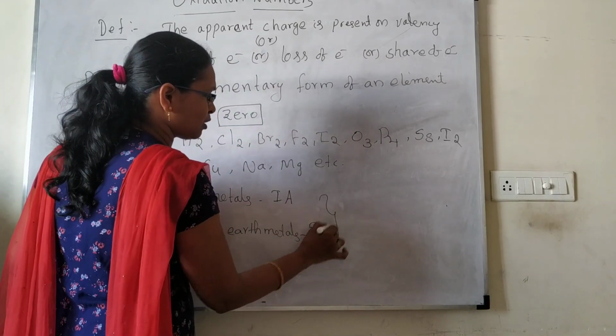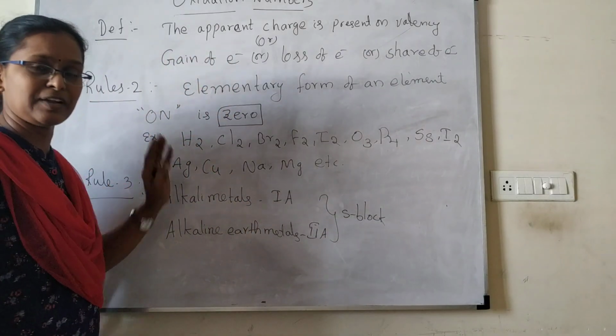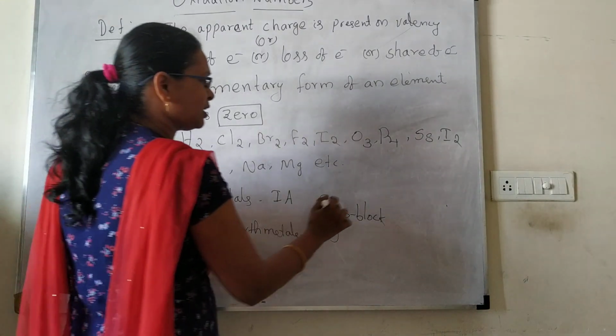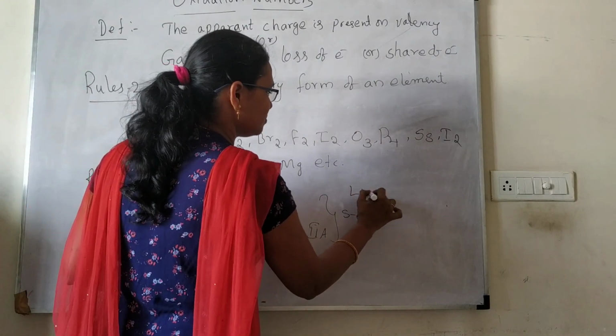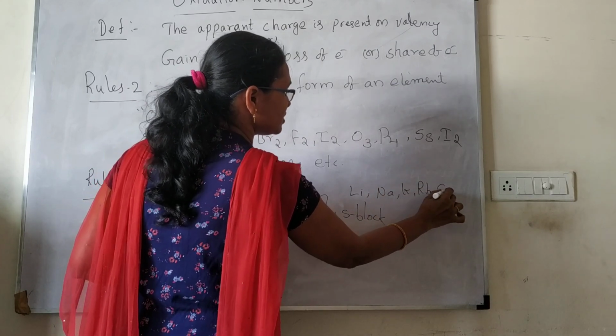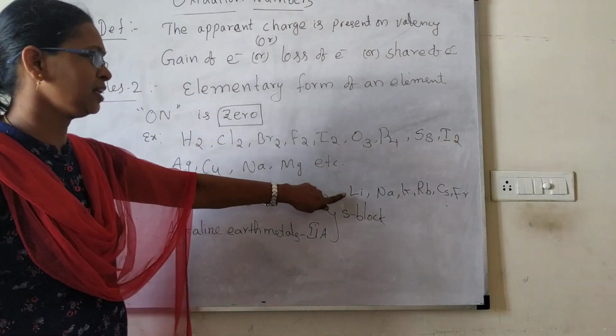These both belong to the s block. They are located on the left hand side of the periodic table. Okay. So alkali metals. What are the elements here? Lithium, sodium, potassium, rubidium, cesium, francium. Okay. So here we can remember.